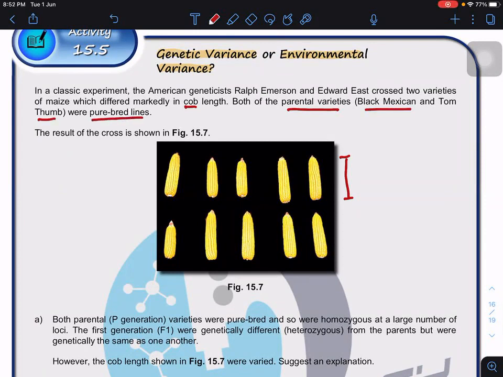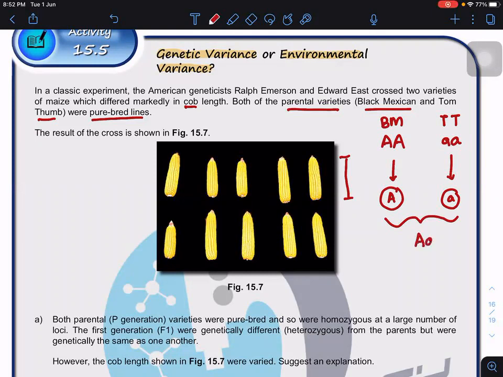So what does this mean? In terms of length, Black Mexican, let's say, has the big A. Tom Thumb has small a. They are pure breeding, homozygous. So meiosis takes place, and they produce the big A allele and the small a allele. When fertilization occurs and you cross these two, you get big A, small a. All of them are big A, small a, which means they are genetically identical. If they are genetically identical, what do we expect? The length must be the same.